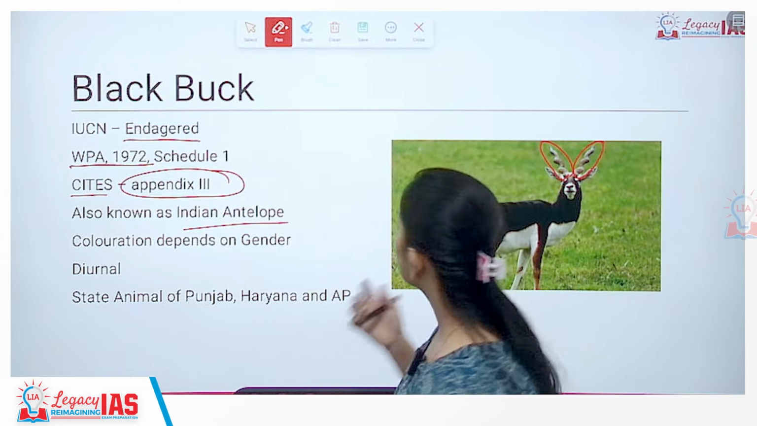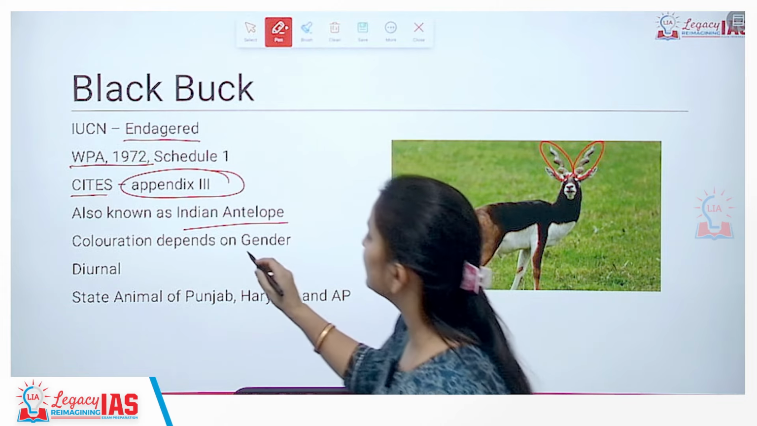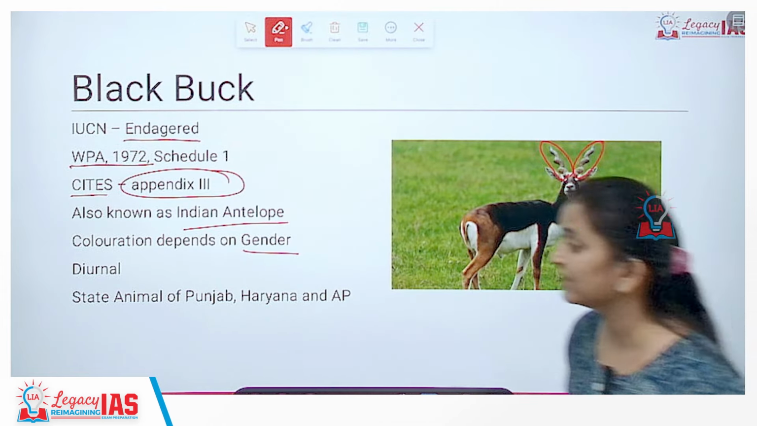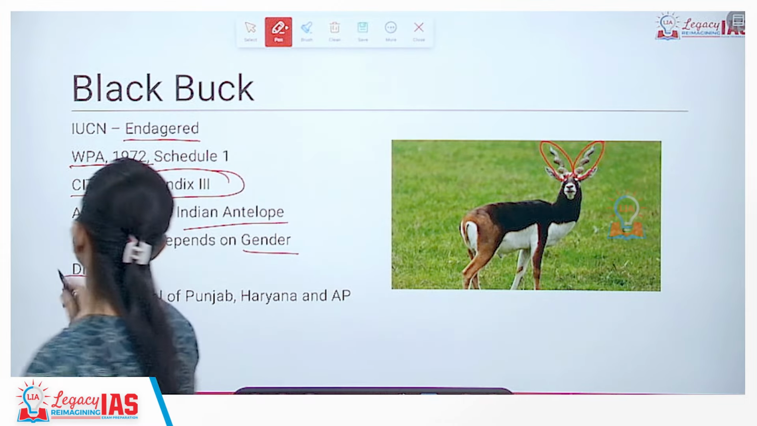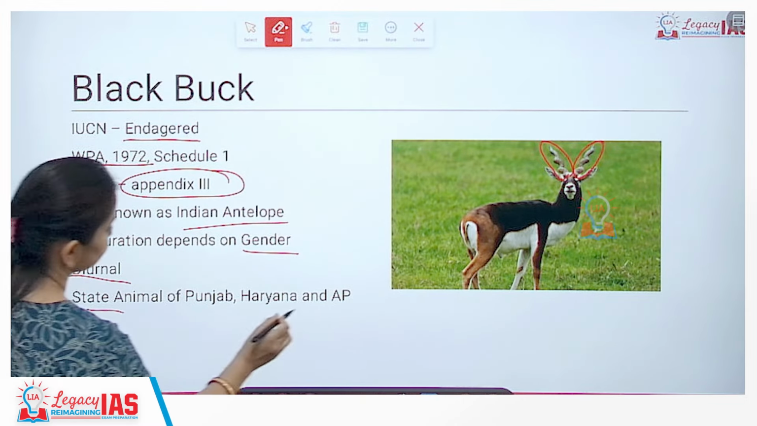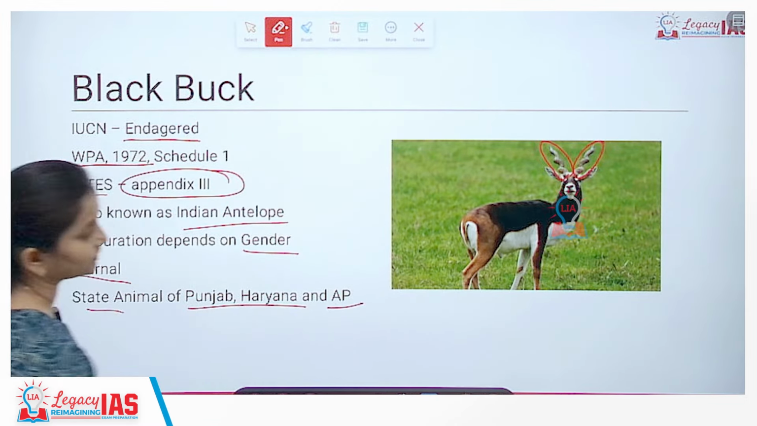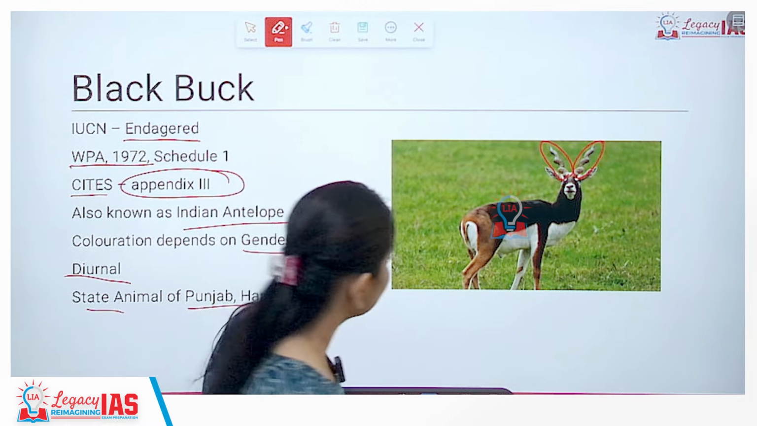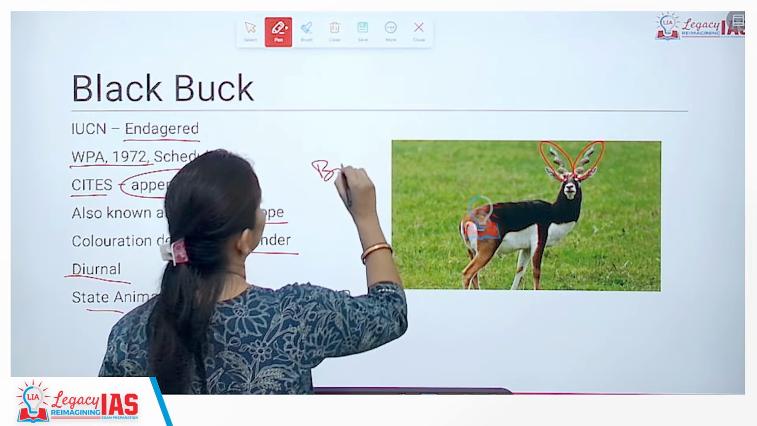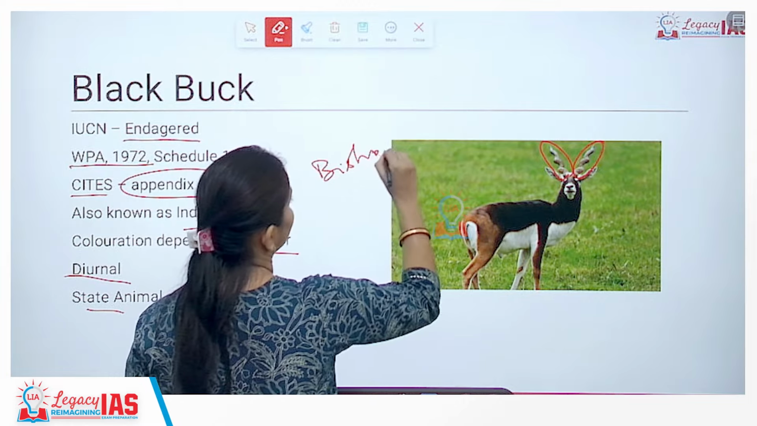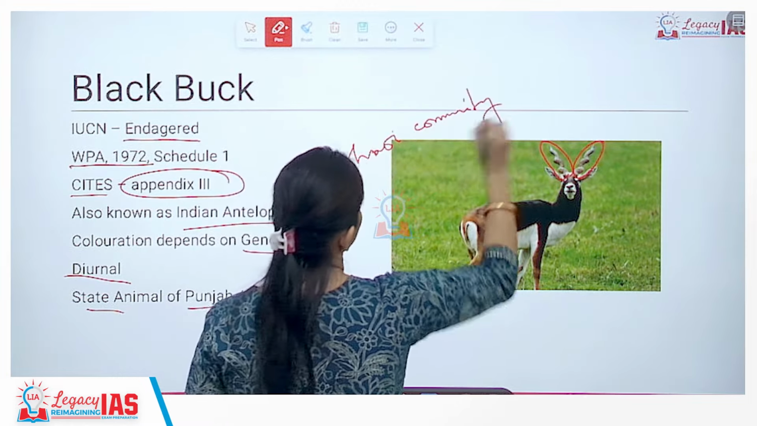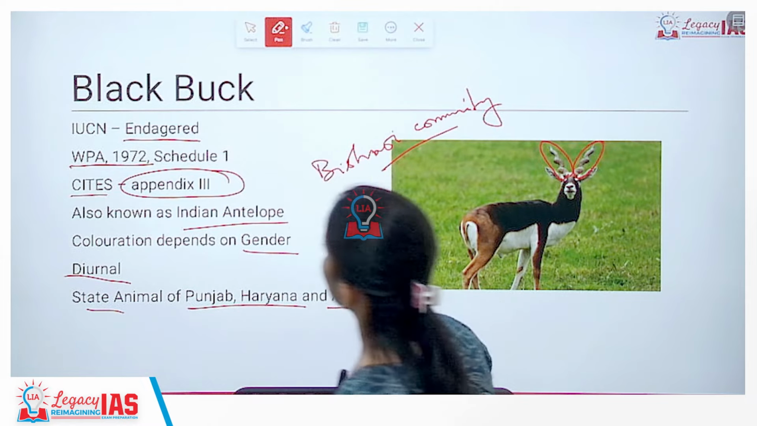The coloration of the black buck depends upon the gender. These are diurnal species, and they have been declared the state animal of Punjab as well as Haryana and Andhra Pradesh. Otherwise, we know that the black buck is a very important, revered species for the Bishnoi community of Rajasthan.